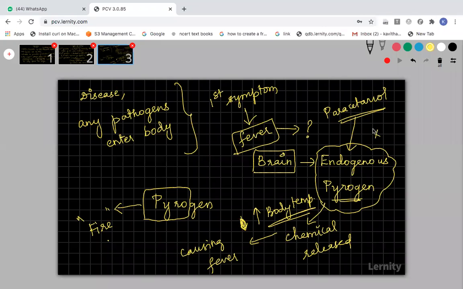This is one important NEET question. Please note this down. Endogenous pyrogen is the chemical which is responsible for increasing the body temperature and causing fever whenever a new pathogen enters into the body.